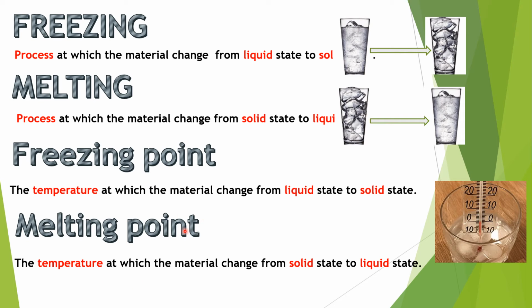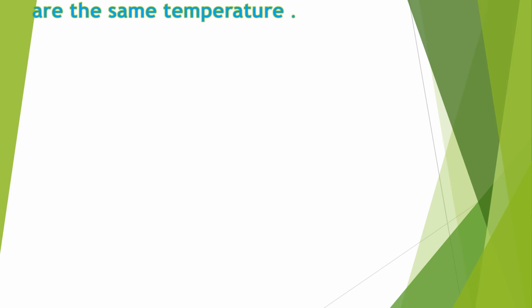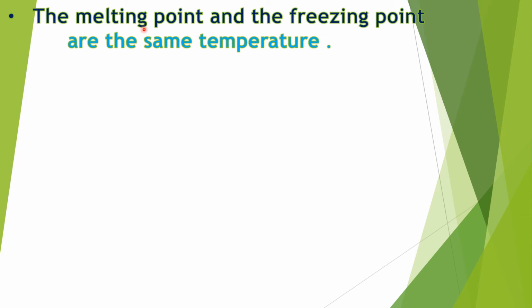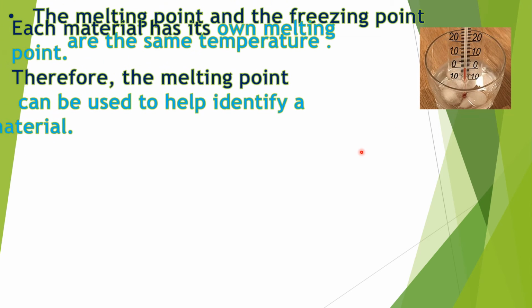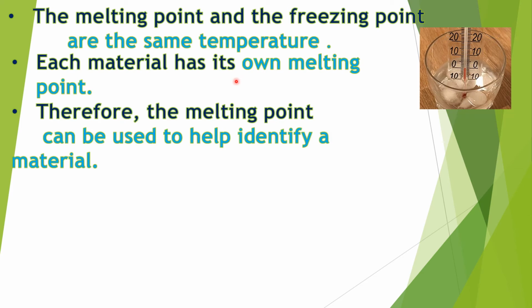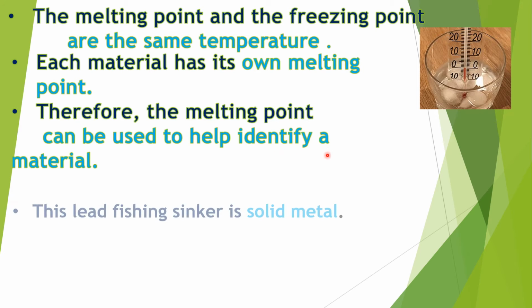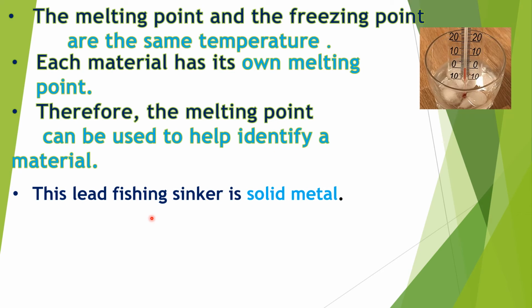Freezing point and melting point are at 0 degrees centigrade. The melting point and the freezing point are the same temperature, 0 degrees centigrade. Each material has its own melting point. Therefore, the melting point can be used to help identify a material. This lead fishing sinker is solid metal.